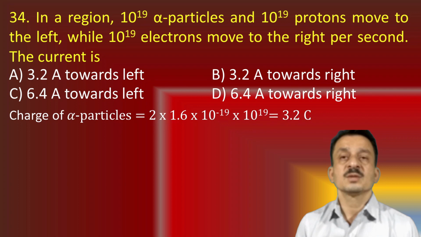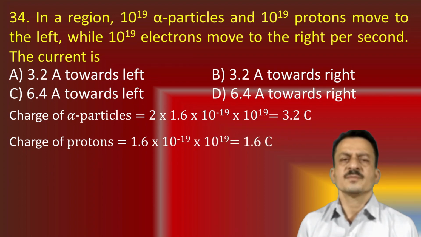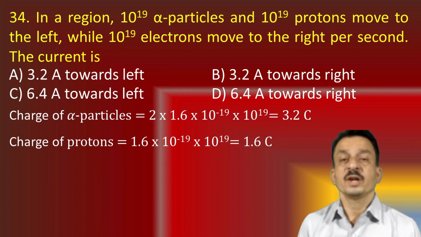How many alpha particles are moving? It is 10 to the power of plus 19. So minus 19 plus 19 cancels. That is 3.2 coulomb of charge moving towards the left due to the alpha particles. Similarly, charge of protons is 1.6 into 10 to the power of minus 19 into 10 to the power of 19 number of protons. It is 1.6 coulomb. It is towards the left.